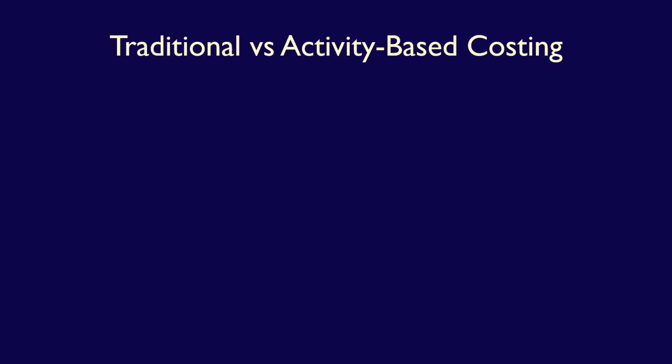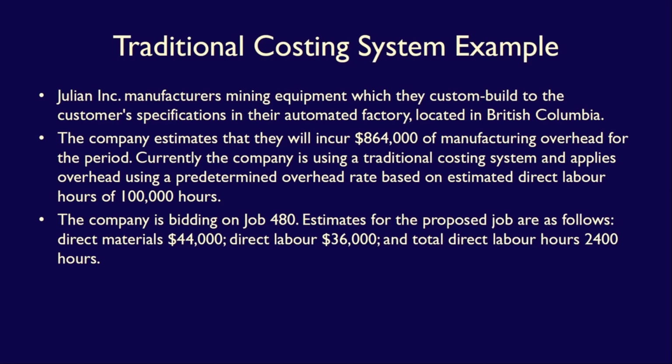Let's compare the traditional cost system to the activity-based cost system using an example. In a previous video, we covered Julian Inc., a manufacturing company, using the traditional costing system. I'm just going to run through this example again to refresh your memory, or in case you didn't watch that video.